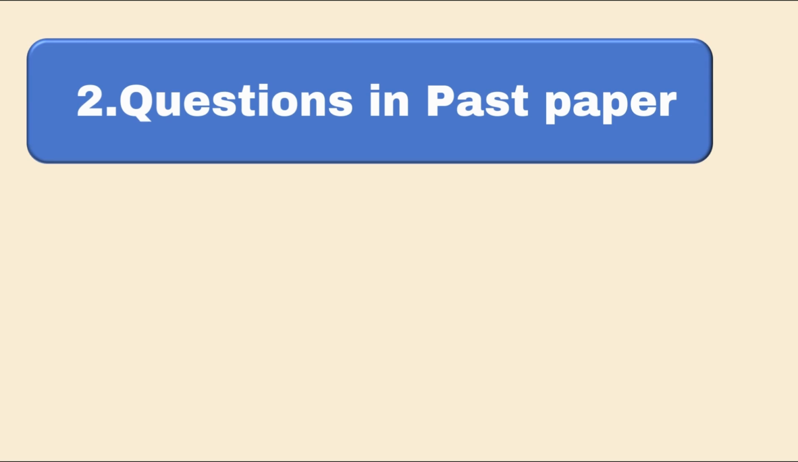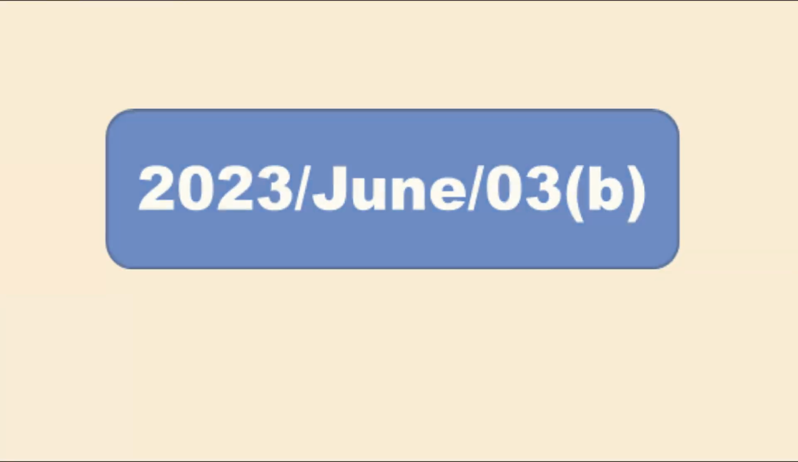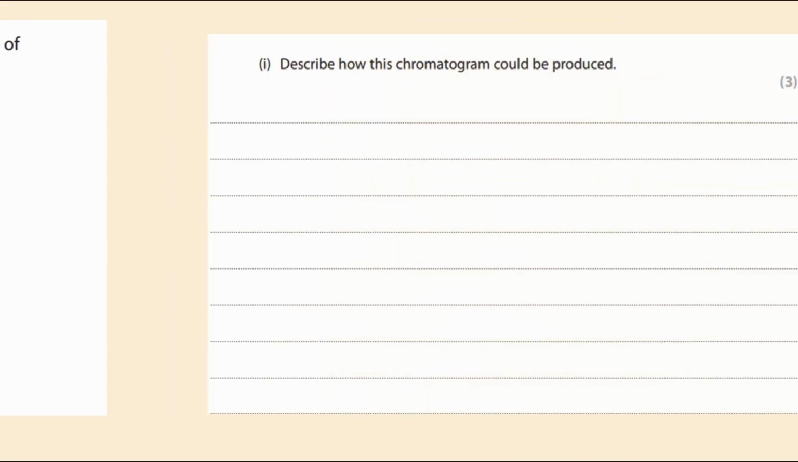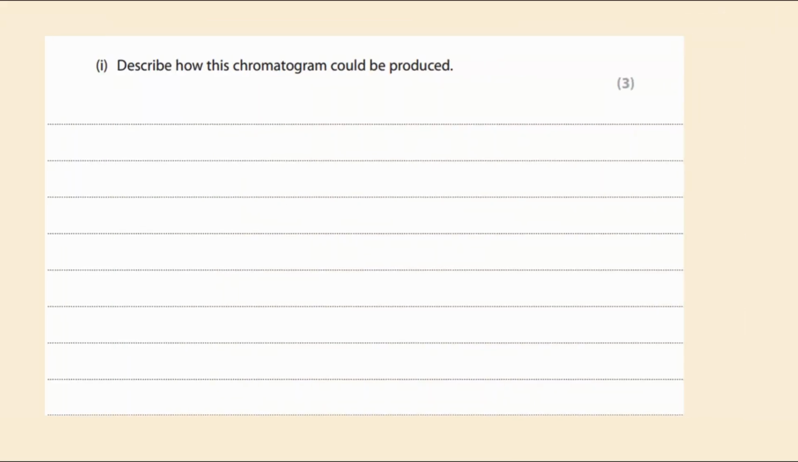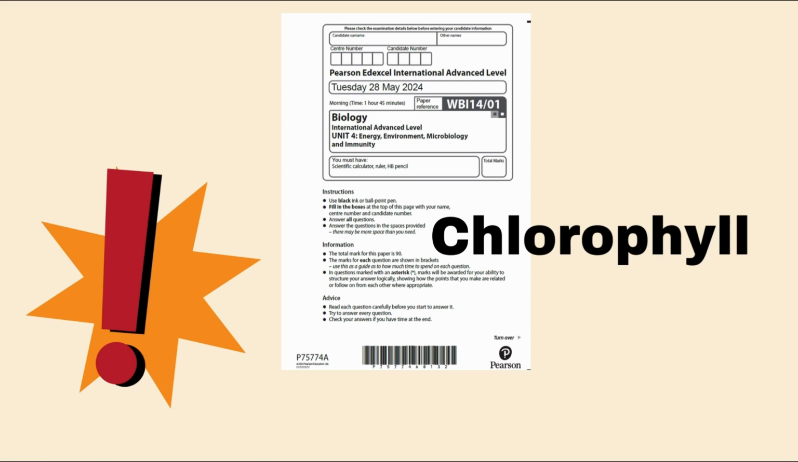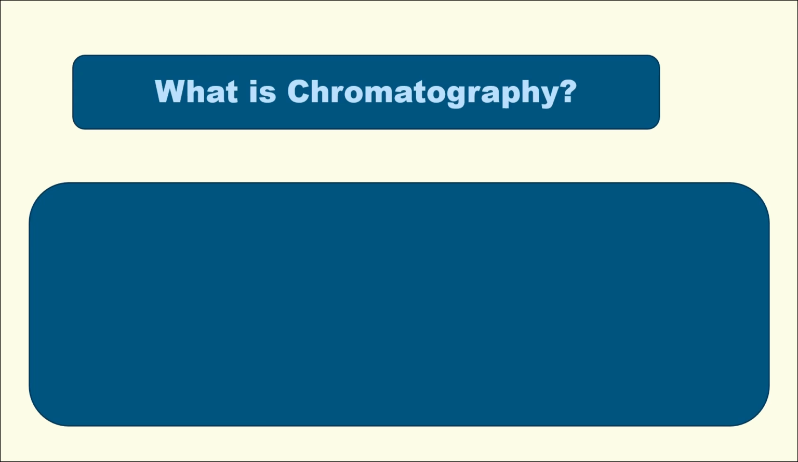For example, in the June 2023 paper, there was a question where you were given a diagram of a chromatogram showing antibiotics, not chlorophyll pigments. And the question asked, describe how this chromatogram could be produced. And this proves that chromatography isn't just a theory topic, it's actively assessed even in recent papers. So it's not something from the distant past, it's relevant right now. And in the future, they might ask for the procedure using chlorophyll pigments as well. With that in mind, let's now dive into the steps of chromatography.